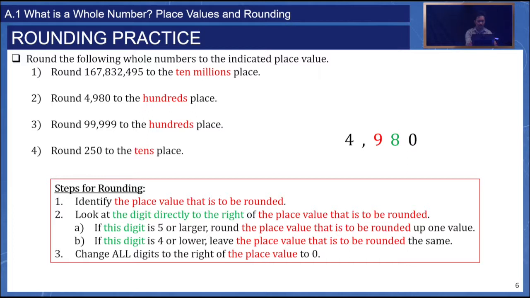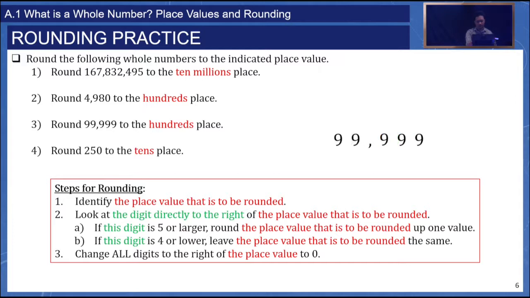So that means that the 9 is rounded up one value. So 9 plus 1 gives you 10. You don't really write 10. What you do is you write a 0 in place of the 9, and you carry the 1, and 4 plus 1 gives you 5. So you have 5,080, but then don't forget the last step. Every number after the number in red becomes 0, so it becomes 50, and then everything else 0. So 5,000. 5,000 is the rounded value of 4,980 to the hundreds place.